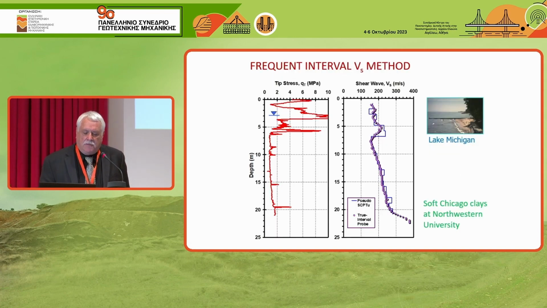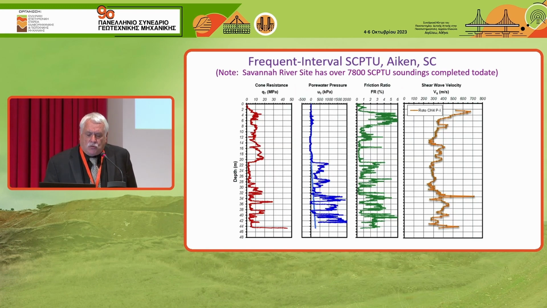Here's another example at Lake Michigan at the Northwestern University test site. The blue steps on the right-hand side are the traditional 1 meter steps. But you can do a better profile if you do it every 0.1 meter. Why not? You're there. It's just better definition of the profile. And here's one at Savannah Riverside. You see very detailed, going down about 45 meters. Much more detail in the shear wave than you usually get.